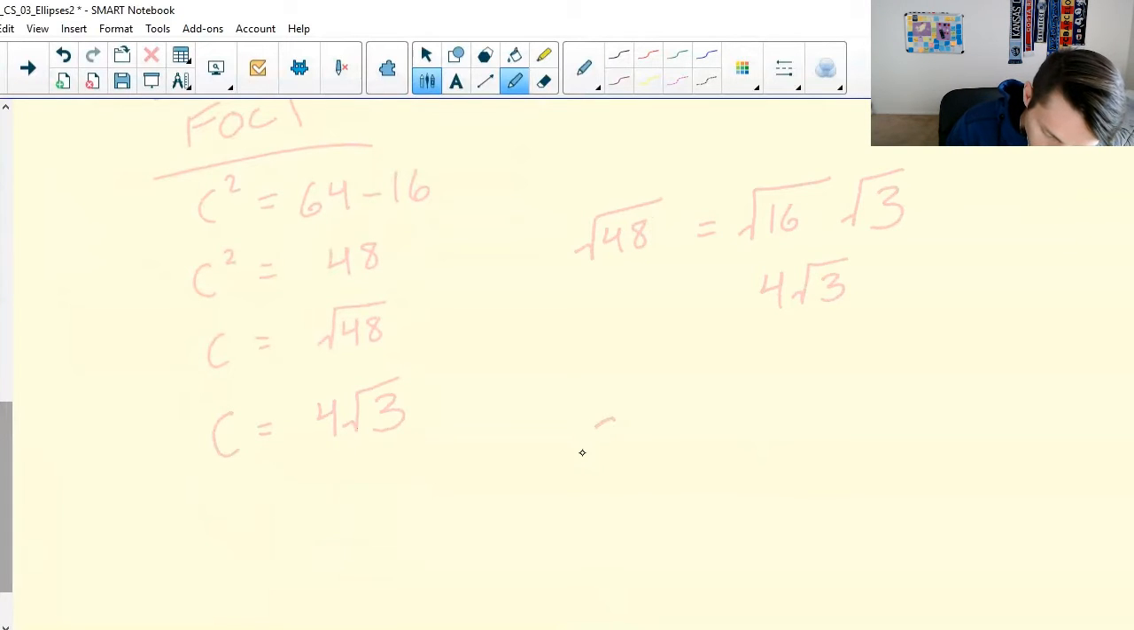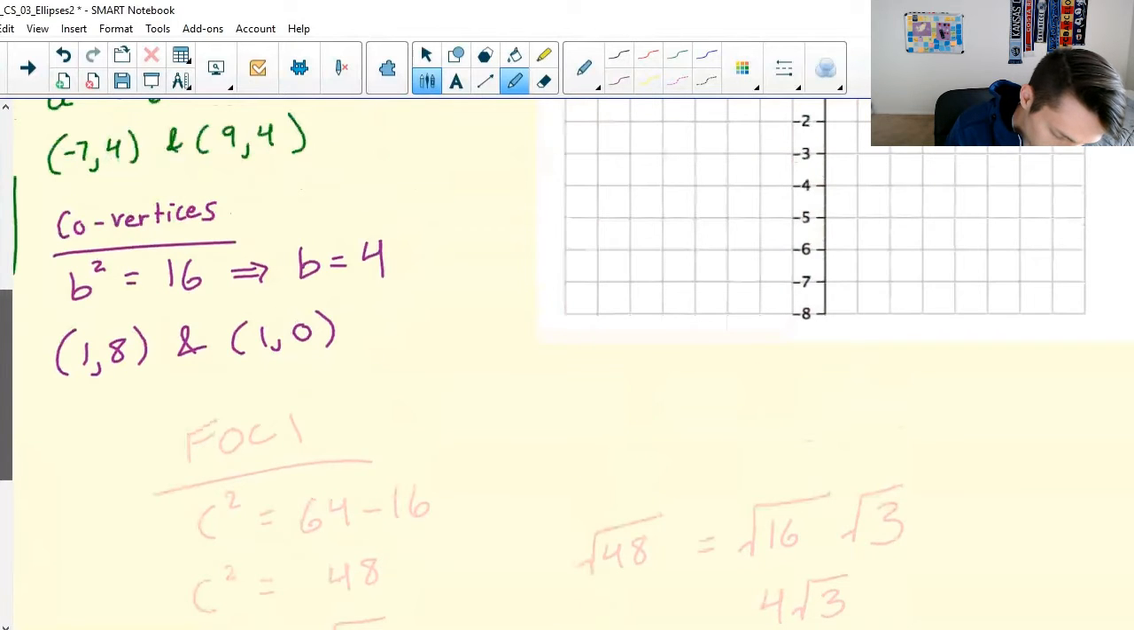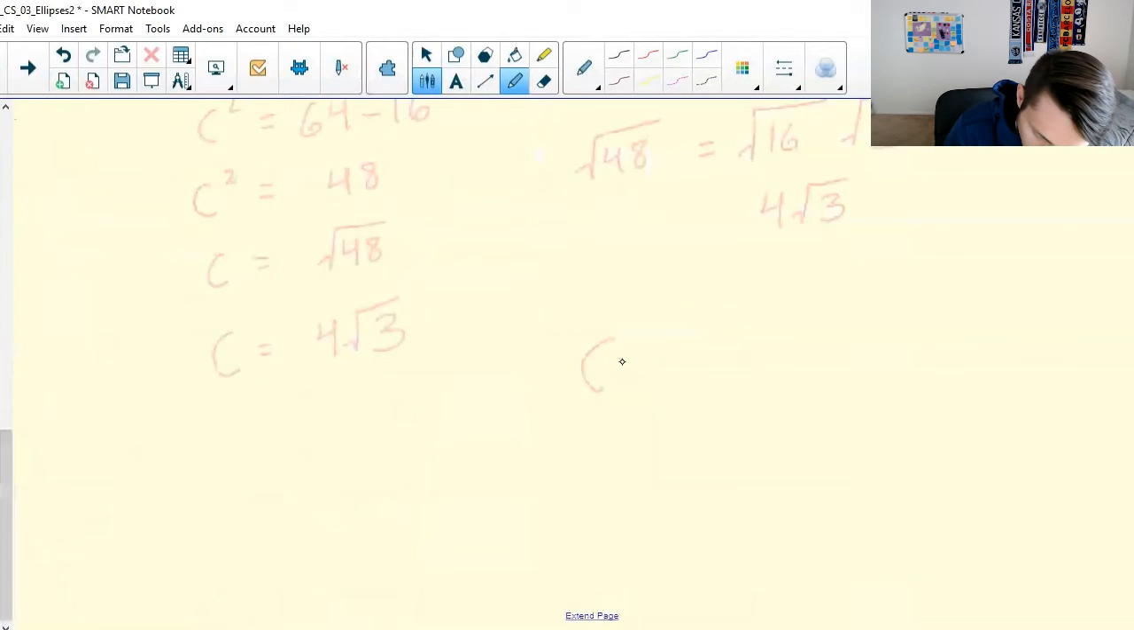So my foci will go along the major axis. So for this horizontal ellipse, it'll go left and right. So the center started at 1, right? So 1 plus or minus 4 root 3.